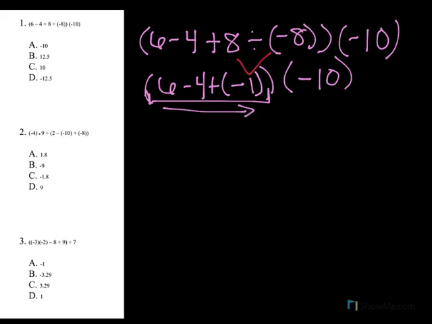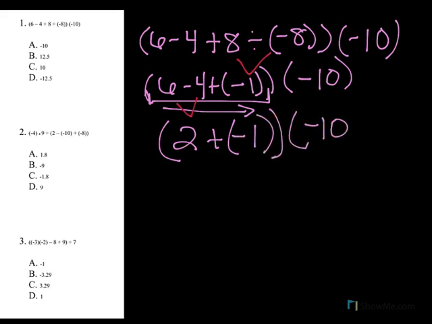So 6 minus 4, that is 2. And then bring down plus negative 1 times negative 10. Then we're going to do 2 plus negative 1, we have different signs, so we subtract. 2 minus 1 is 1. Then we have the sign of the bigger number. 2 is my bigger number. It's positive, so my answer is going to be positive.